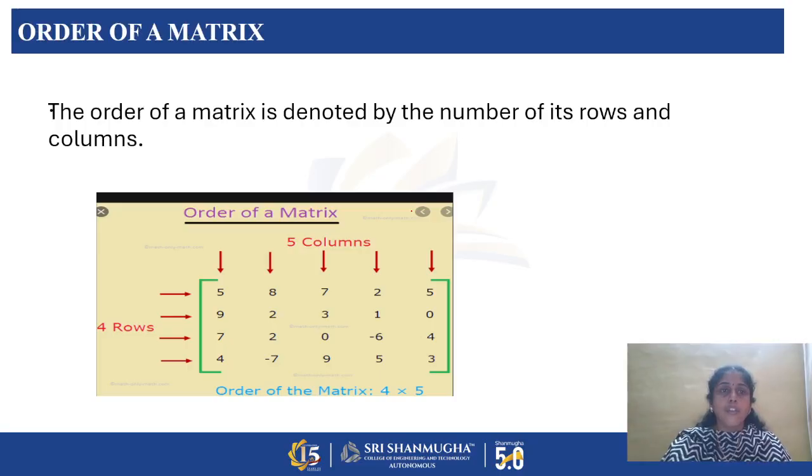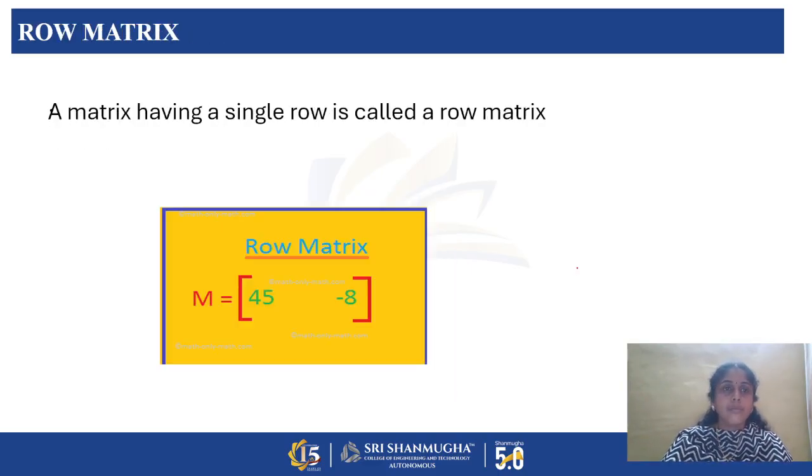And coming to the order of a matrix, the order of a matrix is nothing but the number of rows and columns a matrix possesses. So this is called the order of the matrix. For example, if we see this matrix, it has four rows: first row, second row, third and fourth. And how many columns does it have? Five columns. So the order of the matrix is 4 cross 5. This is how we define the order of a matrix.